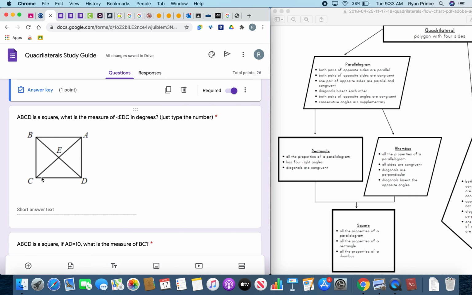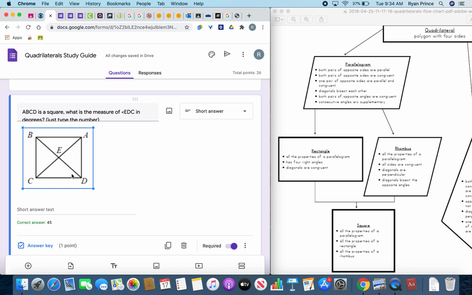EDC now, we're looking for EDC. Well, just based on the rules of a square, doesn't matter what anything tells you about the sides of it, all the angles are the same. So I've got 90-degree angles all the way around. I've got 90 degrees on my diagonals because they're perpendicular. Then I also have the opposite angles bisected by the diagonals. And basically, long story short, I've got 45-degree angles all the way around. So 45, 45, 45, 45, and so on. EDC would be one of those 45-degree angles right here. So 45.